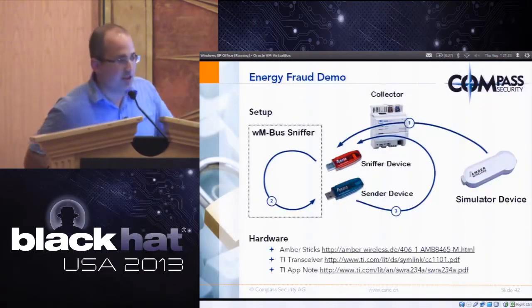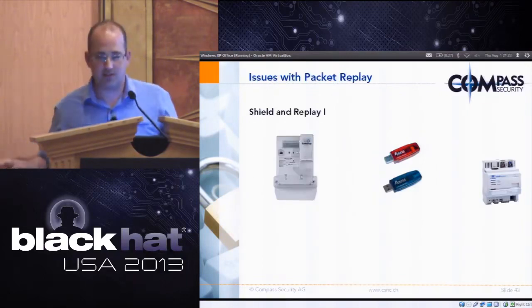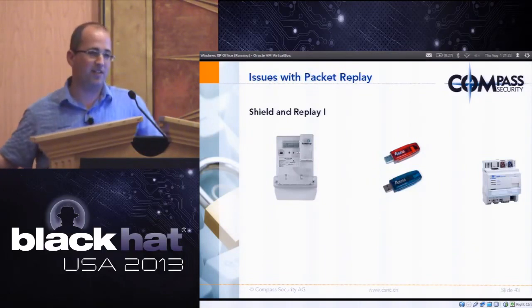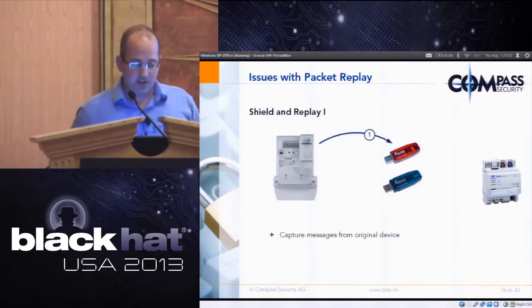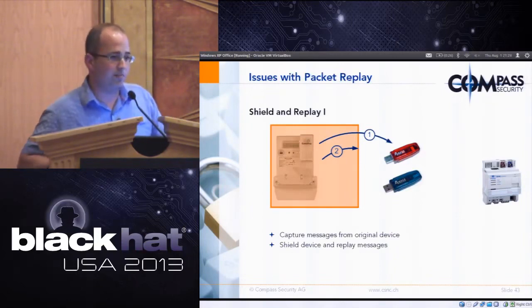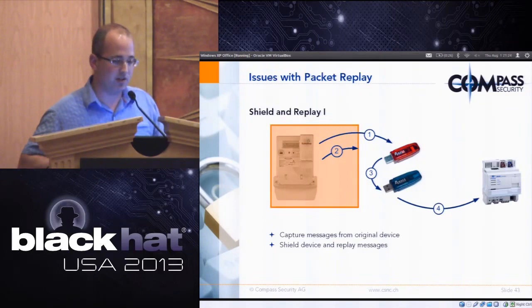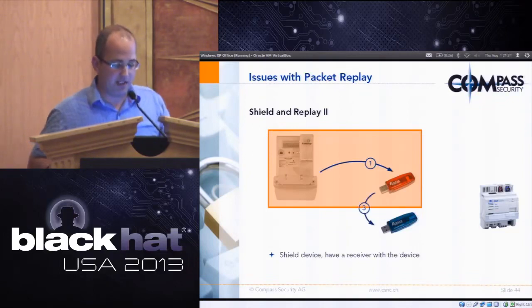There are actually some issues with these attacks, because you saw I always disabled the meter. Because it would still have been sending its real consumption values to the collector. So you need to take account of that. You somehow have to either shield the original meter, or you have to break it and then forward the information to the collector. Or what you could do as well is shield the meter and the receiver and then forward it.